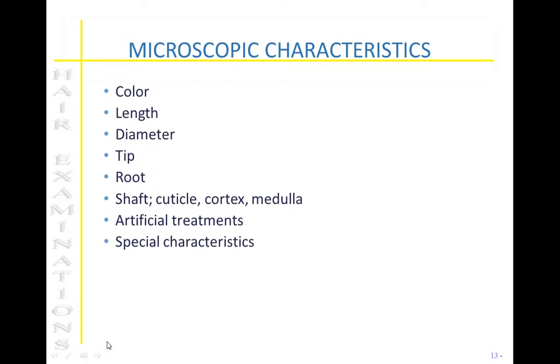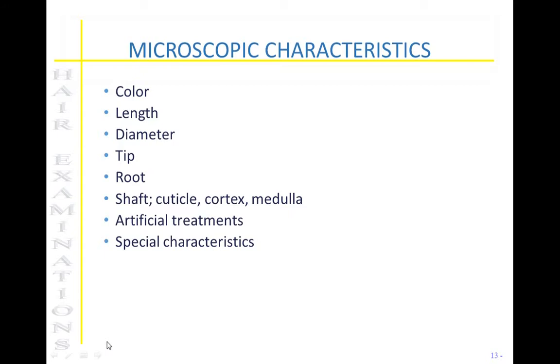The various microscopic characteristics that they take into consideration when they do the comparisons are the colors of the hair, and this would be along the entire length of the shaft itself. They also take into consideration the overall length of the hair and the diameter of the hair, the appearance of the tip end and also the root, and then more specifically a lot of the characteristics found within the shaft. The characteristics that deal with the cuticle, with the cortex, and with the medulla.